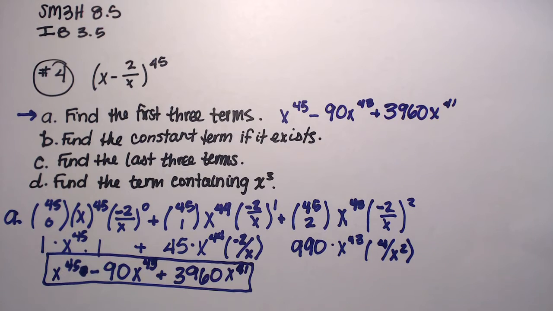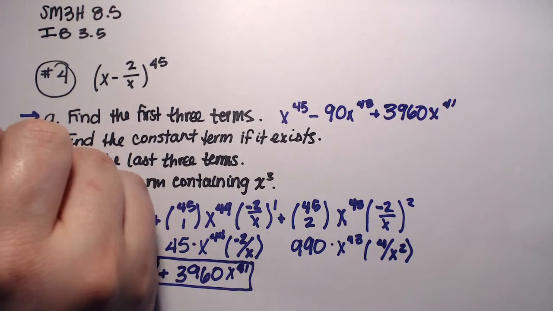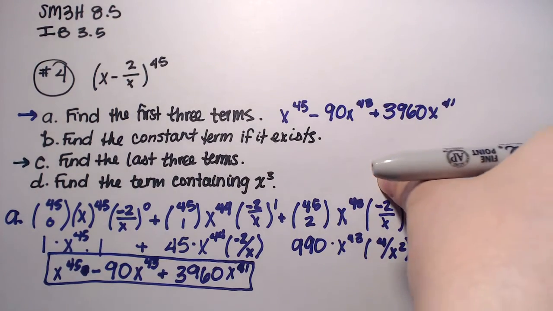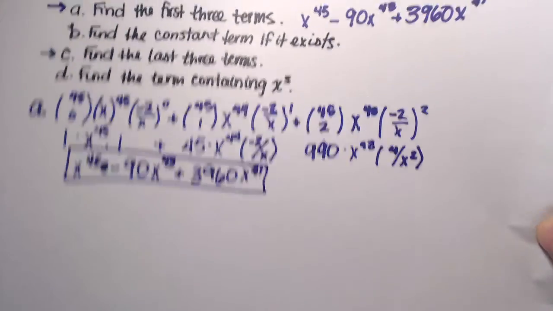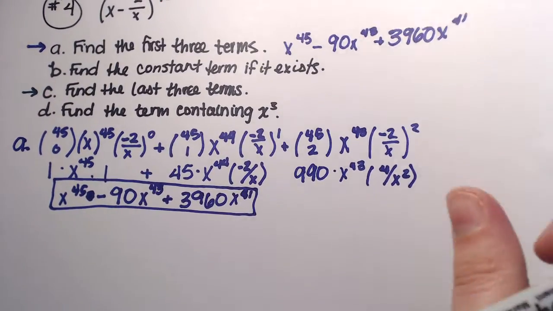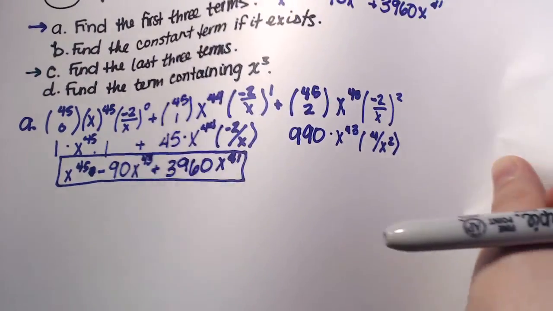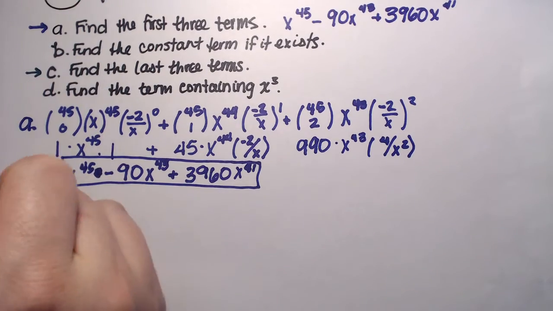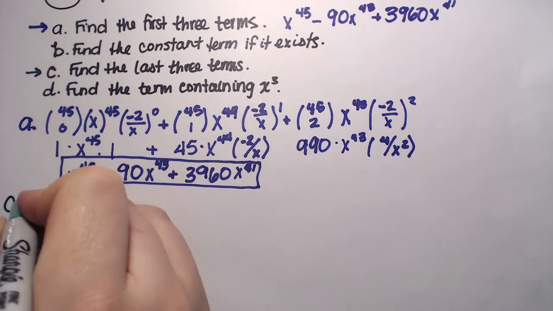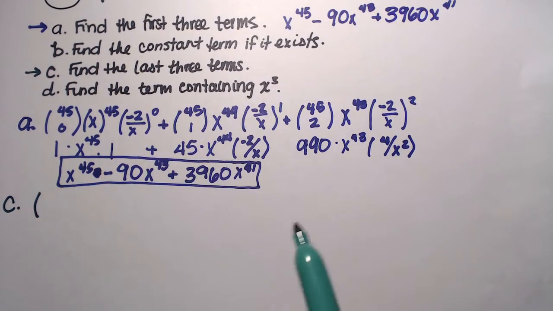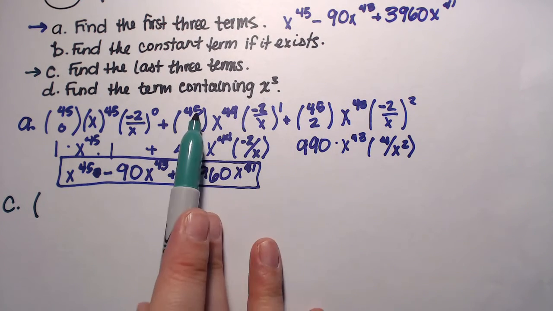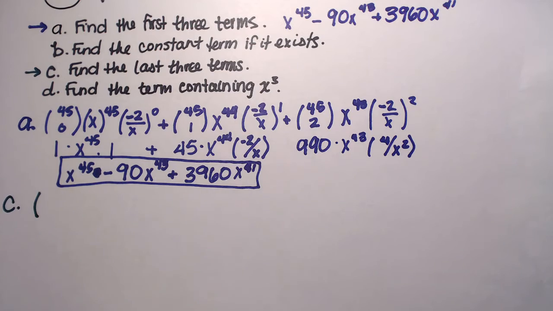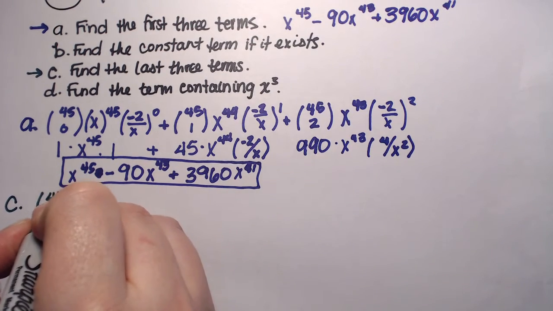Okay, then I'm going to do part C as well on this video. So now we're finding the last 3 terms. So we're doing something similar, just the end instead of the beginning. Let's see if I can get that to stay. So for C, we're going to be doing 45, 45 here, 45, 44, 45, 43.